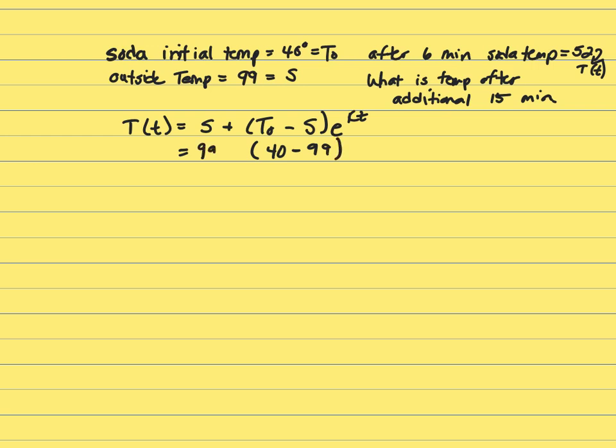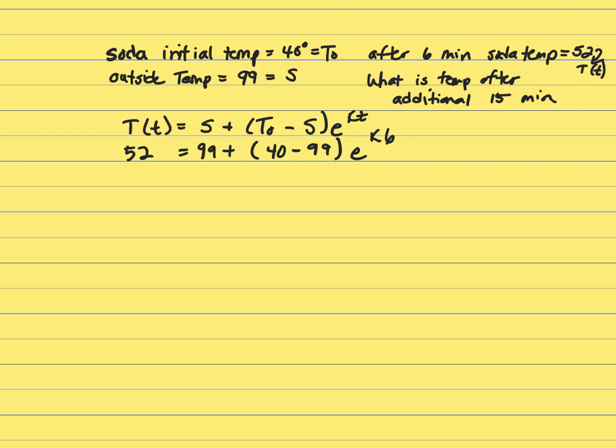So you put a 99 here, plus, the first thing you're trying to do is solve for K. So you've got to plug in numbers that go together for all these other variables and then solve for K. Well, it tells me after 6 minutes, the soda temp is 52 degrees. So that's going to be your T of T. And then you've got an E here, and then K is what we're trying to find. And these numbers, 52 and 40, those temperatures, that's based after 6 minutes. So plug in 6 for T. And now what you want to do is just solve for K.